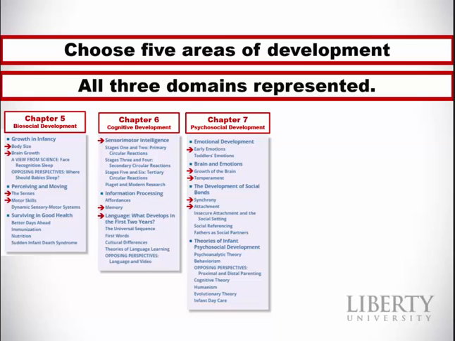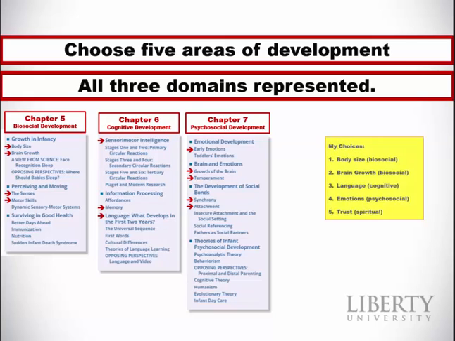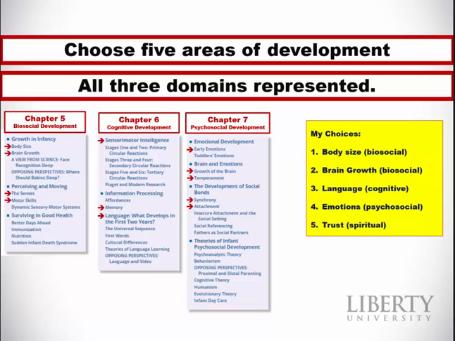For purposes of this example, I have chosen these 5 areas to discuss. As you can see, each domain is represented. Please understand that this is not a list of correct or best choices. I've randomly chosen these as examples.